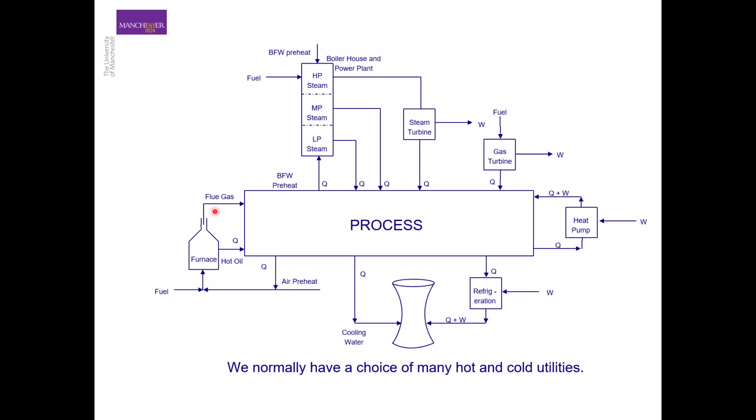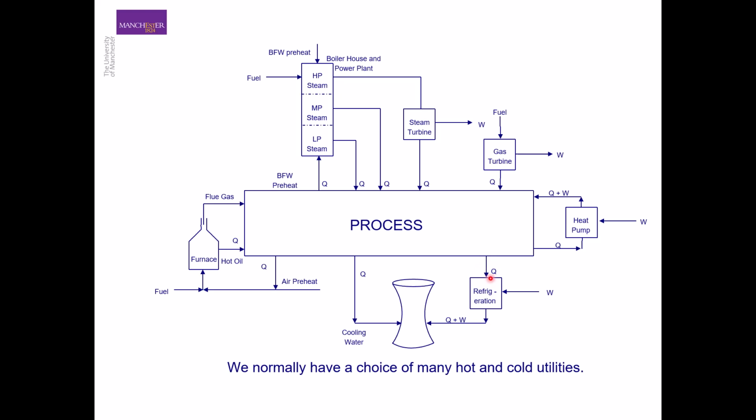So let's briefly look at the type of utilities, the hot utilities and cold utilities that we can supply to a chemical process. So the hot utilities are shown here with an inward facing arrow, while the cold utilities are shown here as an outward facing arrow.